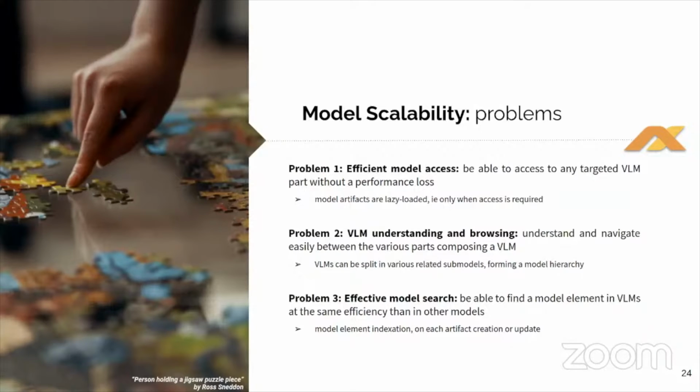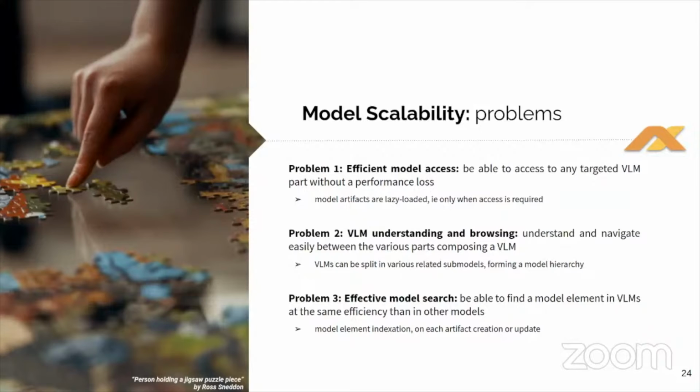The second point was about VLM understanding and browsing. The possibility to understand and navigate easily between the various parts composing a VLM. For this, we provide a mechanism which allows users to split, to fragment these very large models. We call these parts submodels. And here we take advantage of the first point concerning lazy loading, because you can lazy load these parts. System models form a model hierarchy. So this hierarchy allows users to understand and browse easily in a very large model.